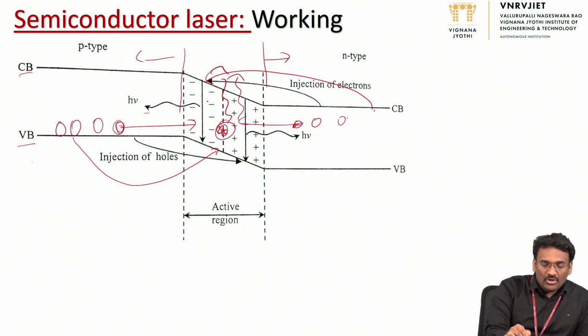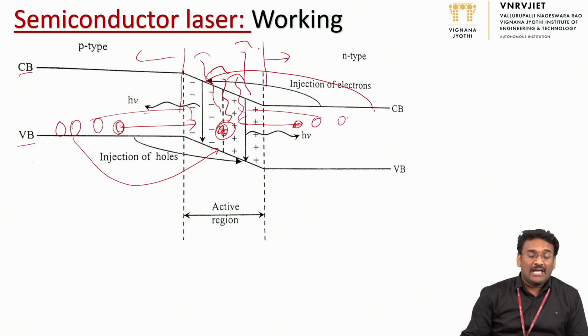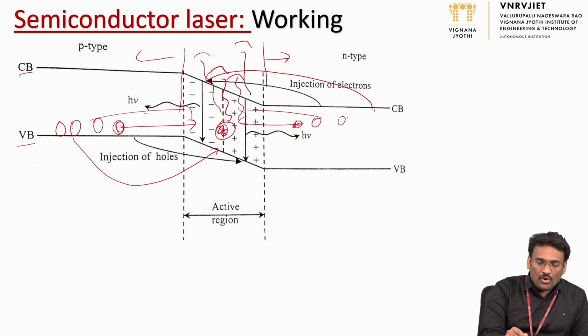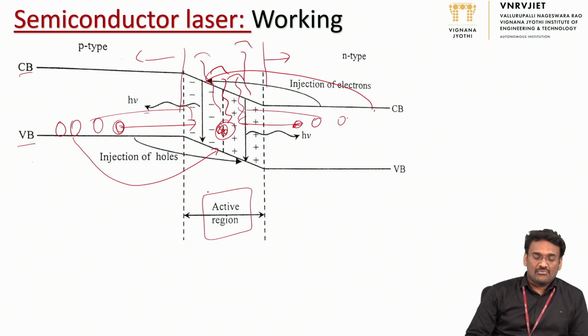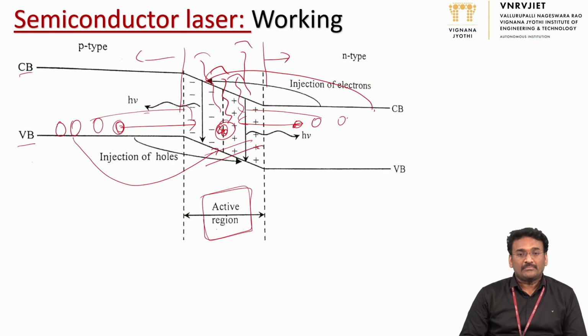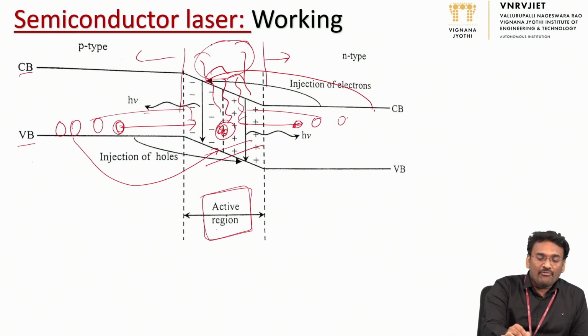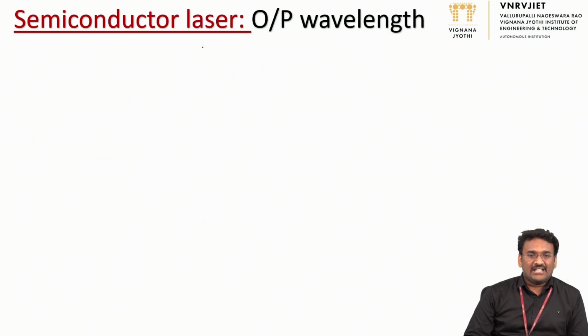Like that, more and more photons will push these electrons and holes towards the depletion region. That leads to more photons being emitted from this depletion region. All the recombinations happen in this depletion region, and we call it the active region. So active region and depletion region are the same. But in the case of laser, we must mention it as the active region because all the recombinations take place in that region only. Now, what is the wavelength of the emitted photon? Now we will see that.